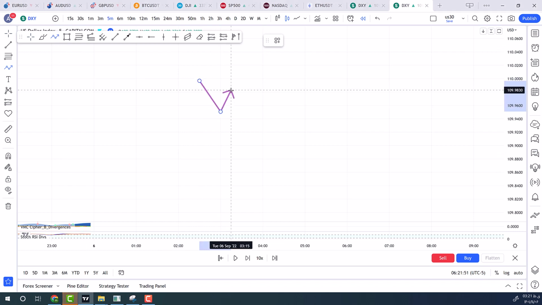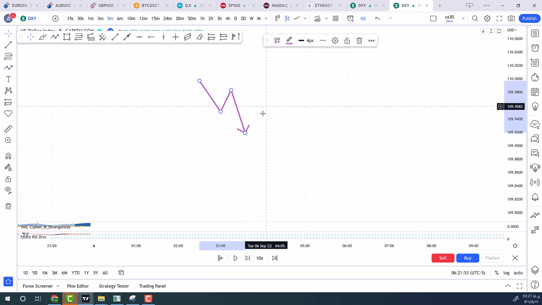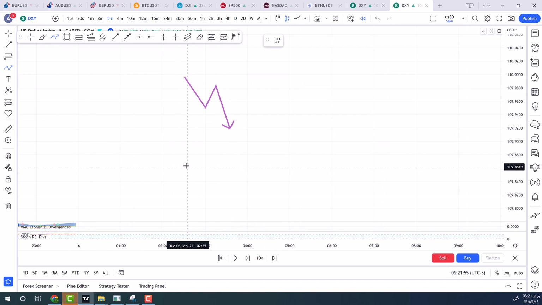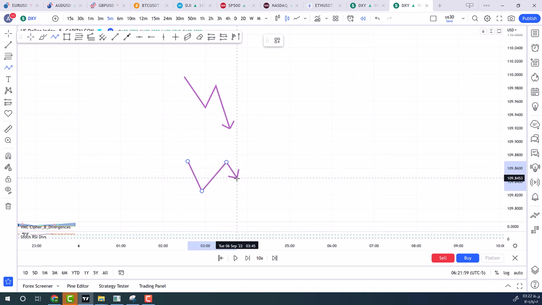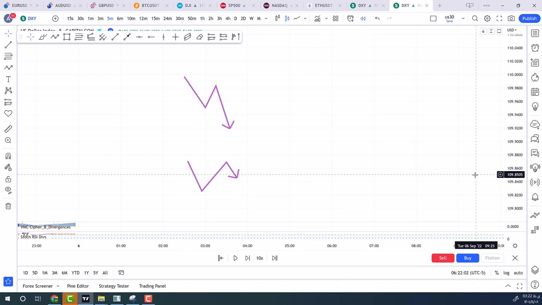Imagine the market is going down. It is right here. And the indicator is in this shape. And it is here.